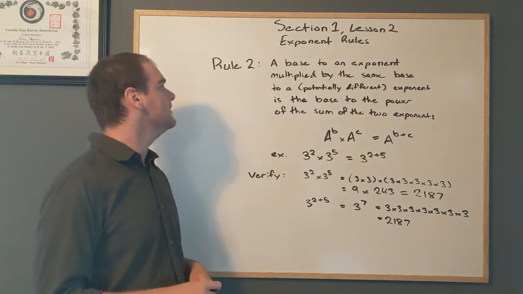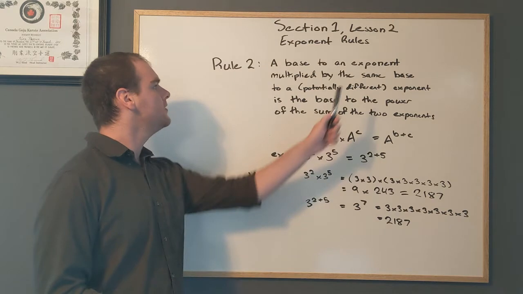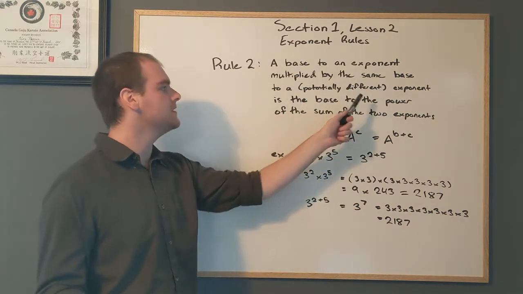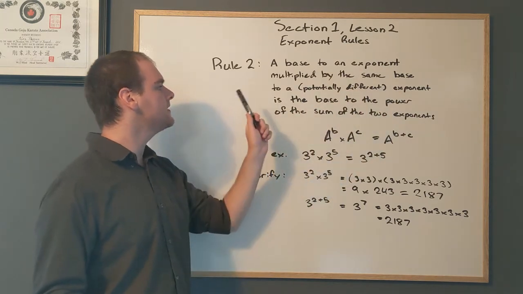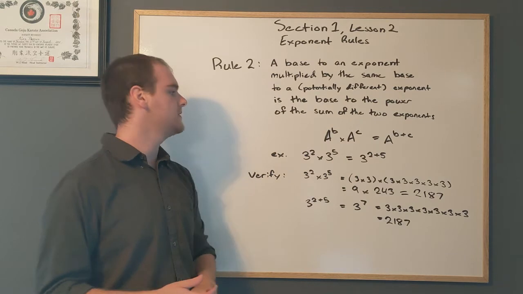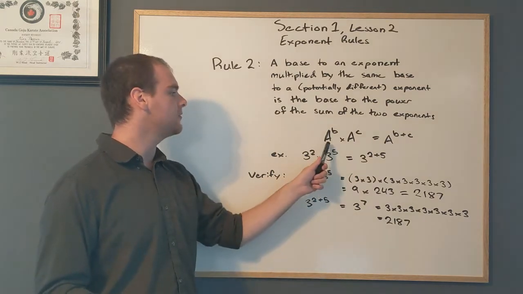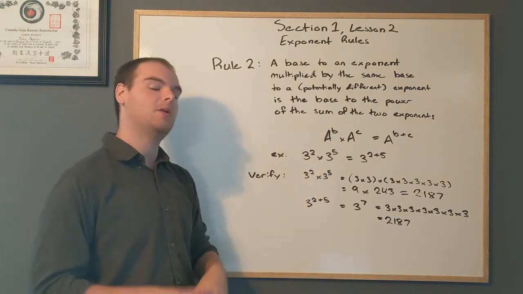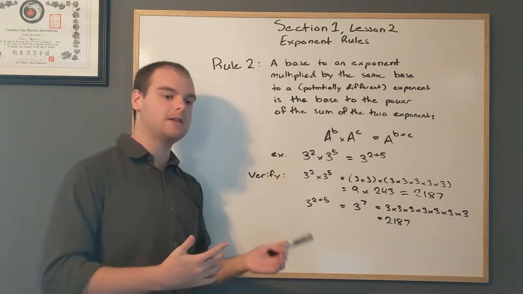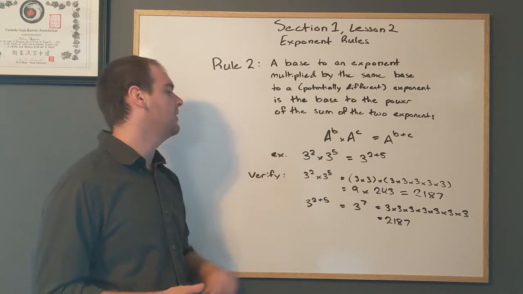Our second rule is, if we have a base to an exponent multiplied by the same base to a potentially different exponent, that is the same as that base to the power of the sum of the two exponents. If we use our algebra, that's like writing a to the power of b multiplied by a to the power of c is equal to a to the power of b plus c. Here we have an example.